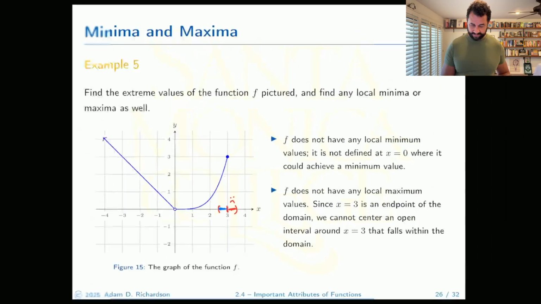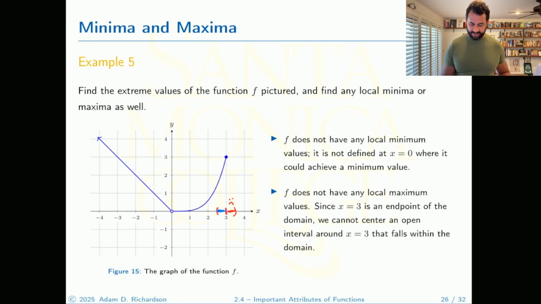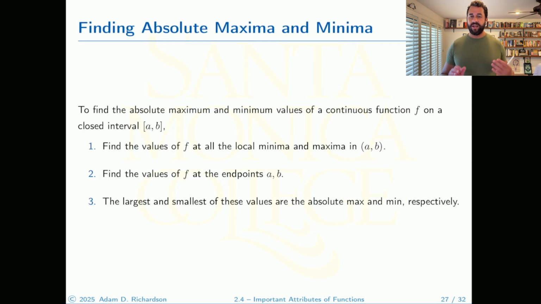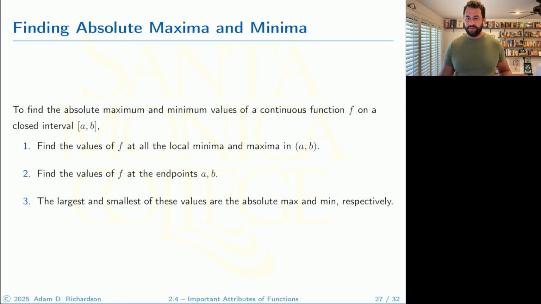None of them. Interesting stuff, huh? That's also why we need those definitions to make sense of these things. Okay, so now let's answer maybe a bigger question, maybe just a more straightforward question. How do you actually find the absolute maxima and minima of a continuous function on some closed interval? Like, what is the process?